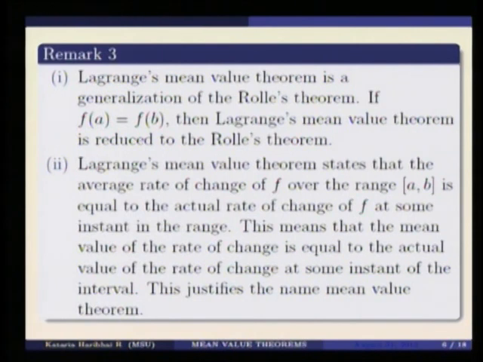This is nothing but the average rate of change of f over the closed interval a b, and if you see the right side, it is the derivative at c, that is nothing but the actual change in f at some instant. So, this average change is equal to the actual change at some instant, that is why the name is the mean value theorem.